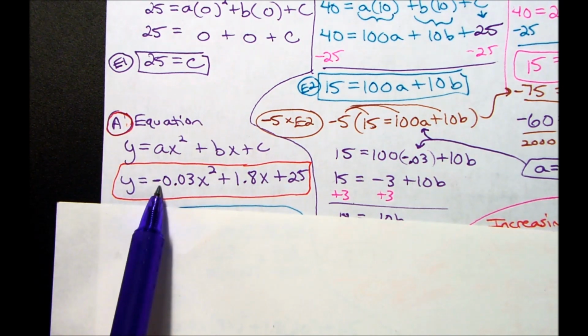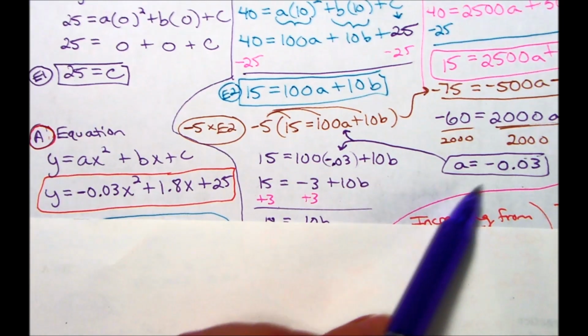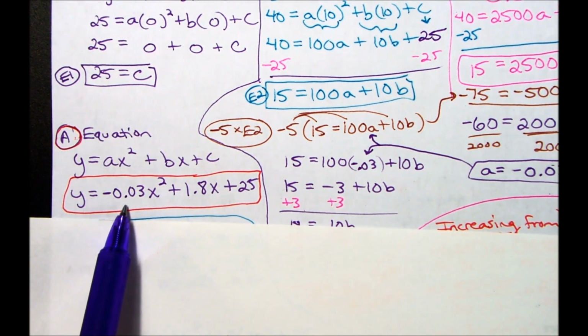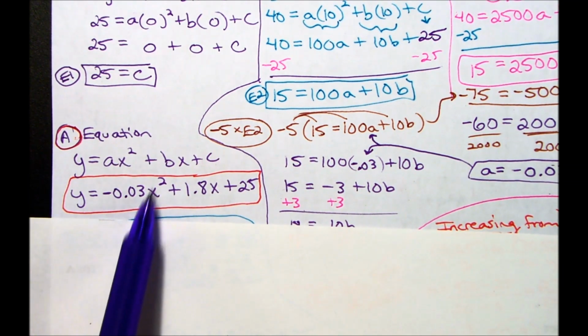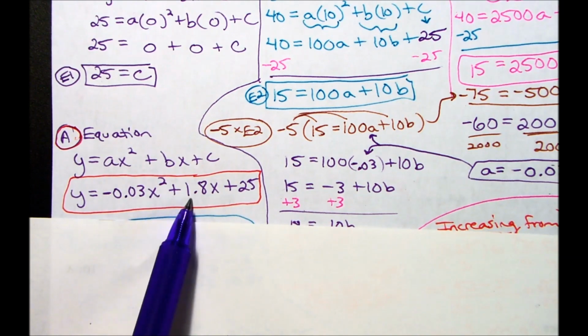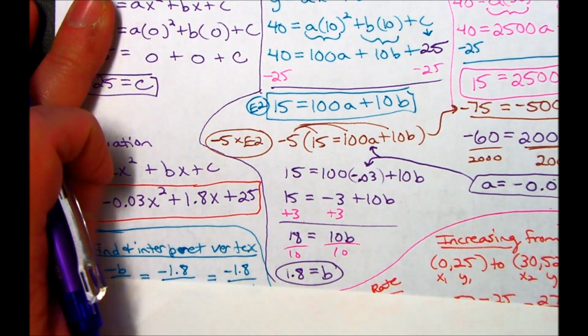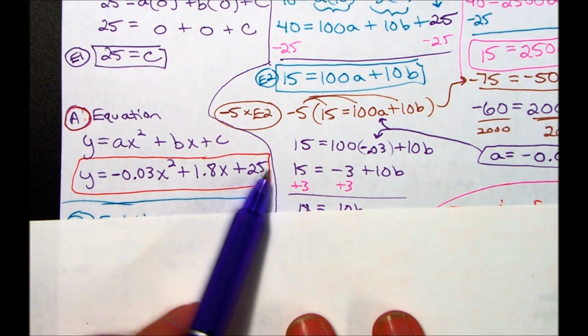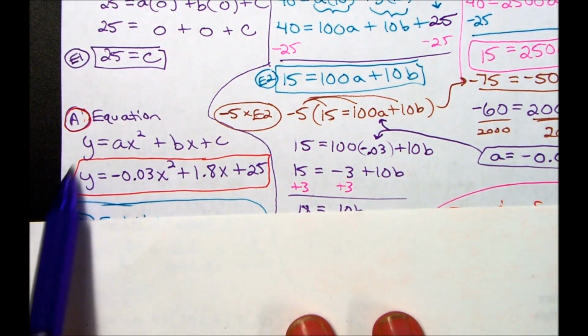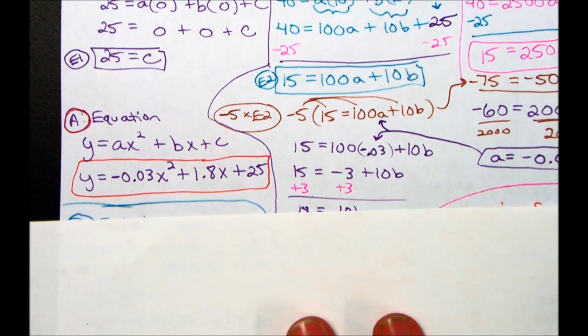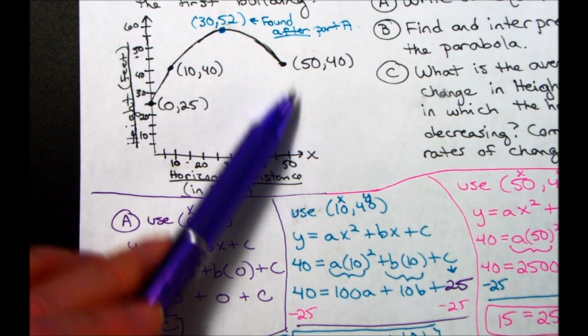You're going to substitute the a value that you found, the -0.03 in place of a. Still is going to have an x squared, plus your b, which you found was 1.8, and then the c was 25. So this now is our equation of our parabola. So that's the equation of this parabola.